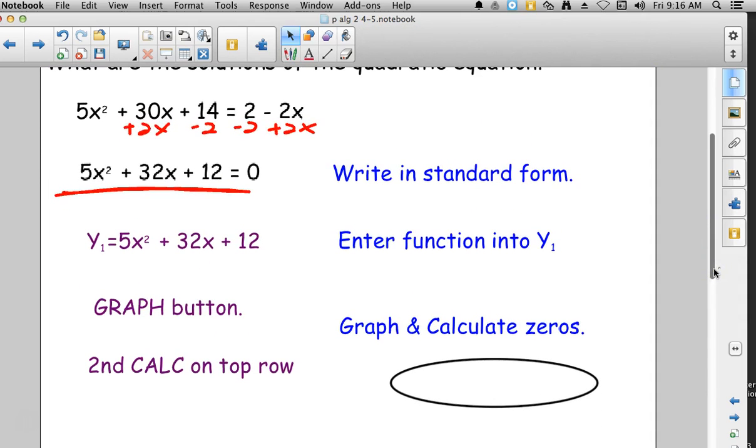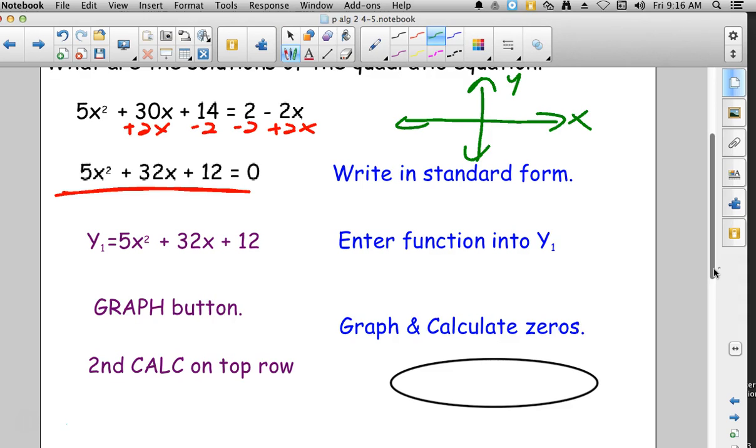So we're going to punch this in, and then I'm going to stop and make sure everybody has it punched in, and nobody's going to work ahead and get lost, all right? So 5x squared plus 32x plus 12. All right, you ready? Yes. So here's what we should see when we graph it. We should see an up-opening parabola. Let's hit zoom 6 so everybody sees exactly the same thing.